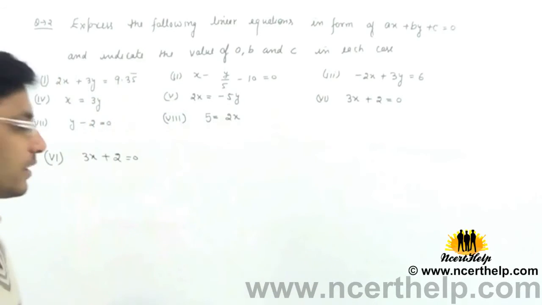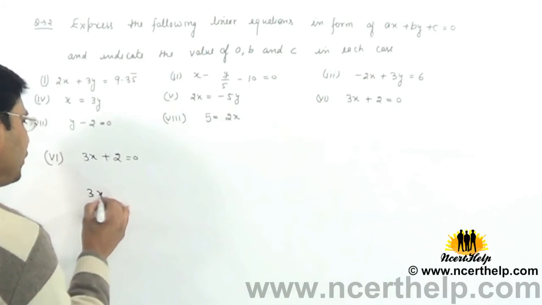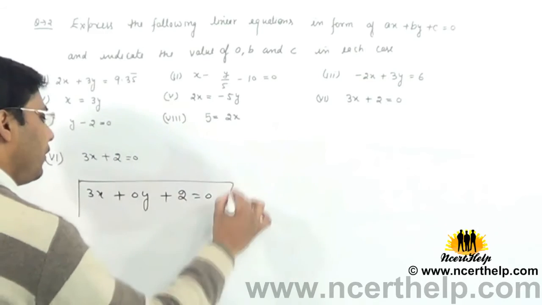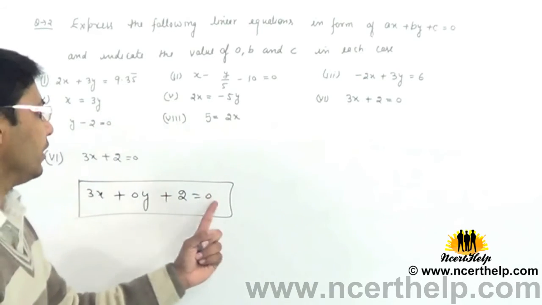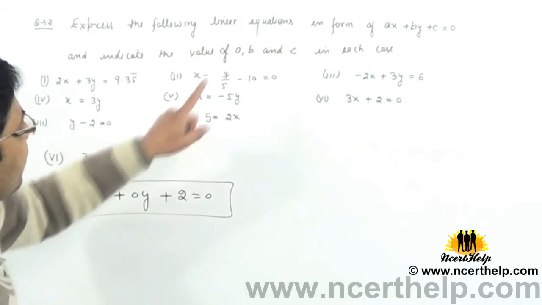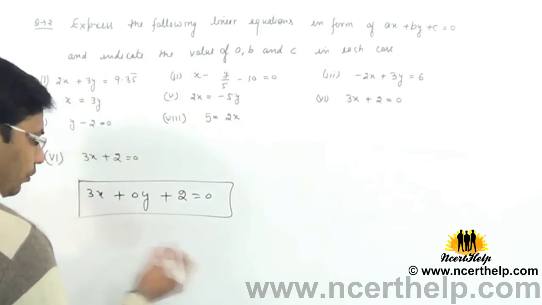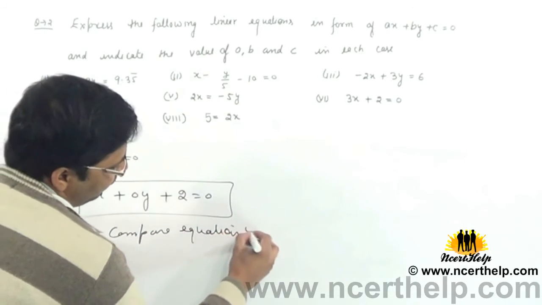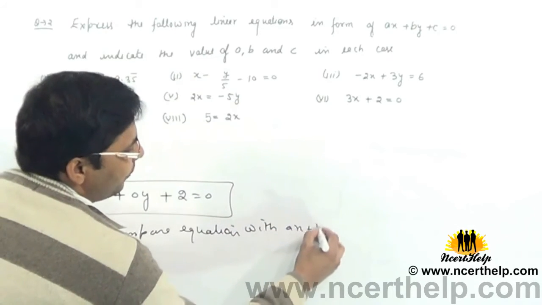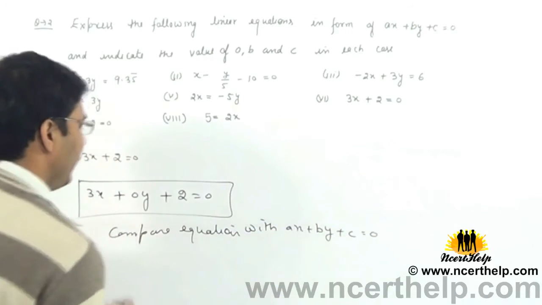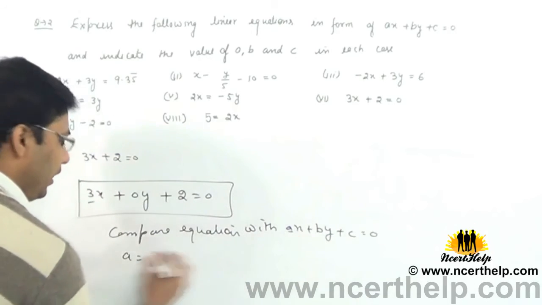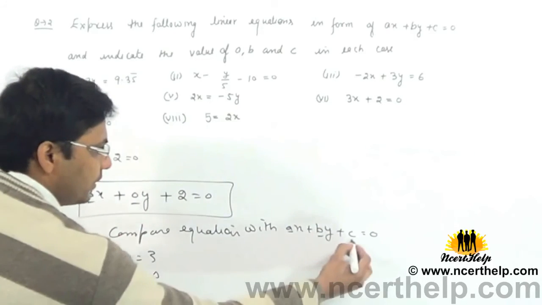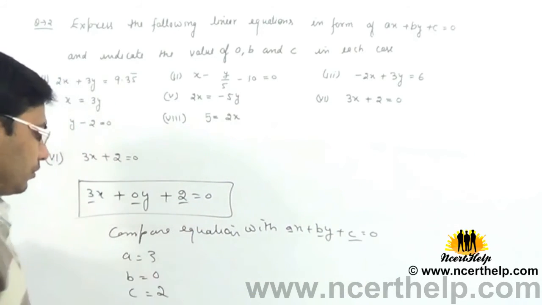Let's consider part 6. In part 6 there is no y, so we can write it 0y. So this is the answer of the first part in the form of ax plus by plus c equals 0. And in the second part, find the value of a, b, c. So compare the above equation with ax plus by plus c equals 0. We will get a equals 3, b equals 0 and c equals 2. So this is the answer of the second part.